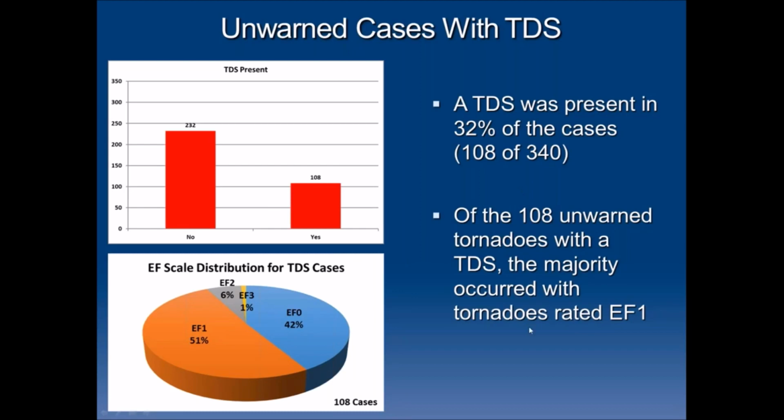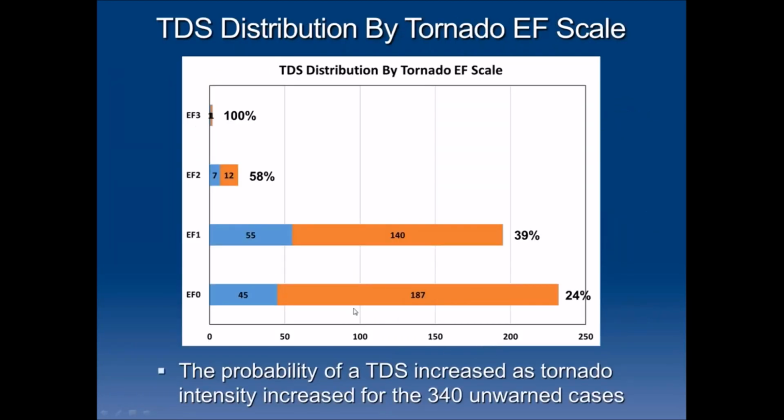So that's 32% of the cases, and the majority of the TDSs occurred with tornadoes that were rated EF1. If we break that down a little bit further, what we see is as the tornado strength or rating increased, the odds of a TDS also increased. With the EF1s, 39% of them had a TDS. The EF2s, 58%, and the only one EF3 in the database, there was a TDS observed with that. So again, the probability of a TDS increased as the tornado intensity increased.